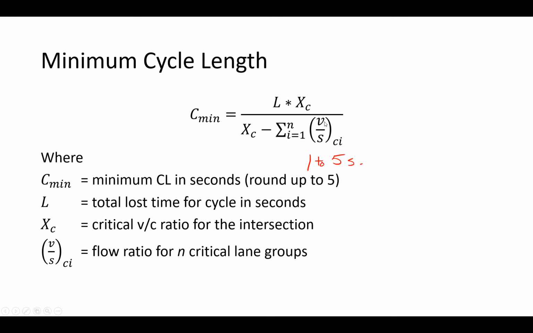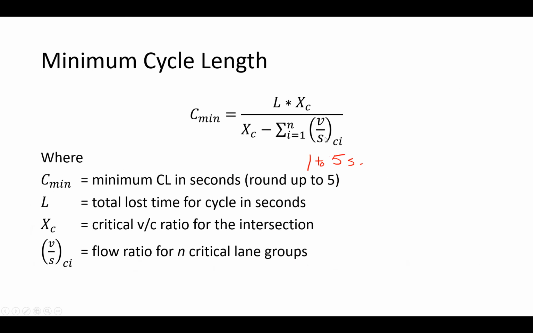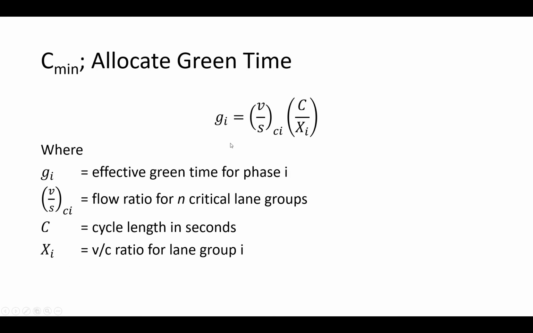Here's the sum of V over S sub Ci, which is that big capital Y sub C we just calculated back here. So we would plug in 0.71 here in this equation. This X sub C, maybe our target volume to capacity ratio, is 0.8. We'd put 0.8 in here, and here is the lost time we've got, which could be 3 or 4 seconds. It's quite a common one. You work all that out, and you'll get your minimum cycle length for that.